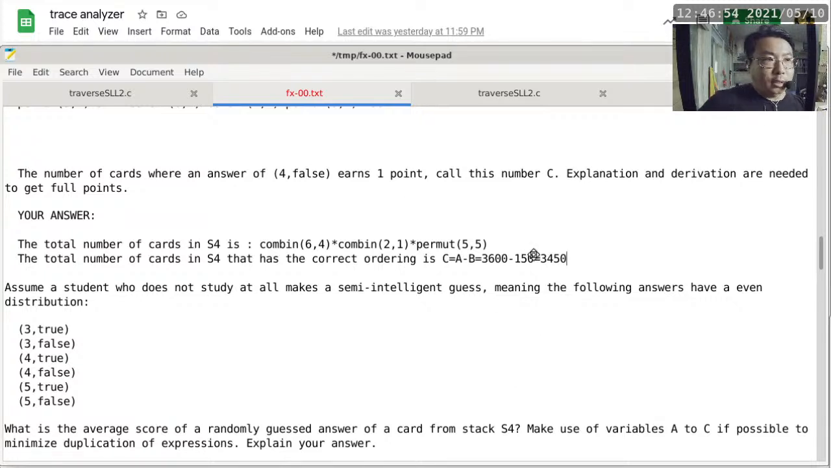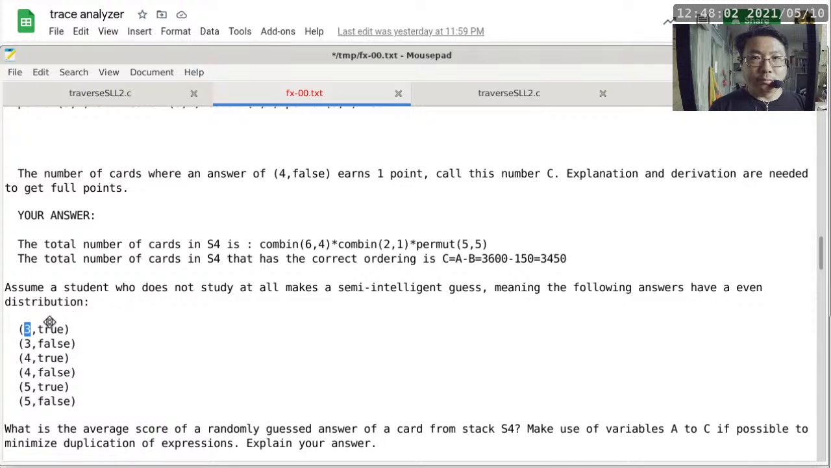Okay, so are we still good? All right. So assume a student who does not study at all makes a semi-intelligent guess, meaning the answer has an even distribution. So there are basically six possible intelligent guesses, because a student may put down some number like 2 in this place, but that would not be a very intelligent guess, right? Because we choose 5 names out of 8. Of the 8, 6 are precedents, 2 are non-precedents. So that means 3 is the minimum number of precedents. If someone puts down 2, that person is not even logical. That person did not study at all, and also did not understand counting. Just simple finger counting, not combination and permutation kind of counting.